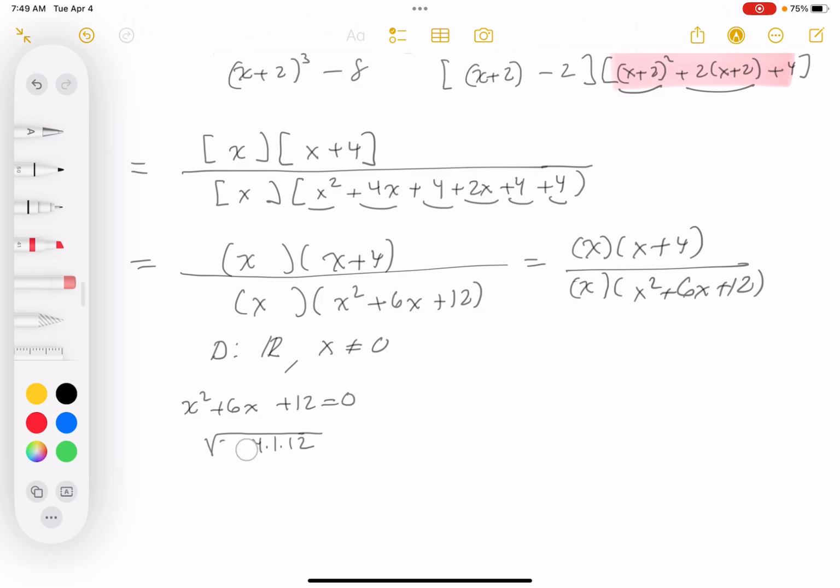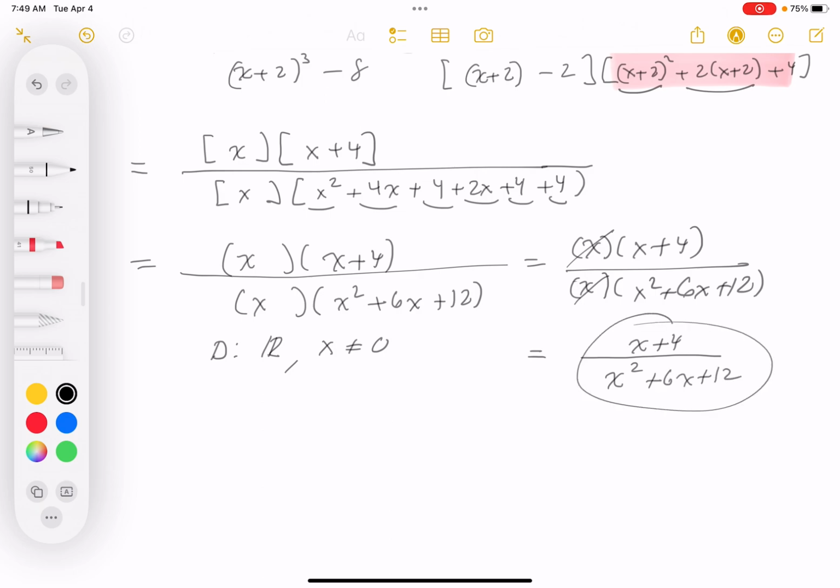So let me erase this over here, and I think I'm ready to write the reduction down now. What's the reduction going to be? Let's see. The x cancels off, and you're left with x plus 4. By the way, it cancels off conditionally. The condition is x is not equal to 0. And we're done. Thank you.